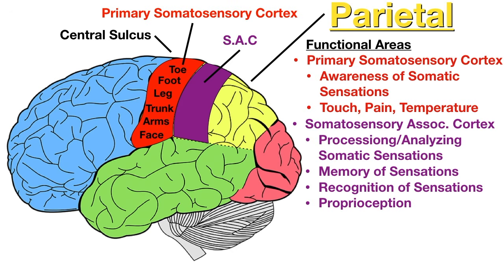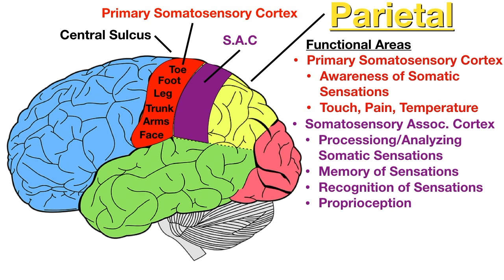Just posterior to the primary somatosensory cortex, we have the somatosensory association cortex. As we said before, you're going to see a common pattern here. With every primary cortex, there's an association cortex. We saw it before with the primary motor cortex and motor association cortex, and now we're seeing it again with the primary somatosensory cortex and somatosensory association cortex. The job of the somatosensory association cortex is to take these somatic stimuli and process and analyze them, store them as memory, or compare them to old memories so that way we can recognize what this stimulus is.